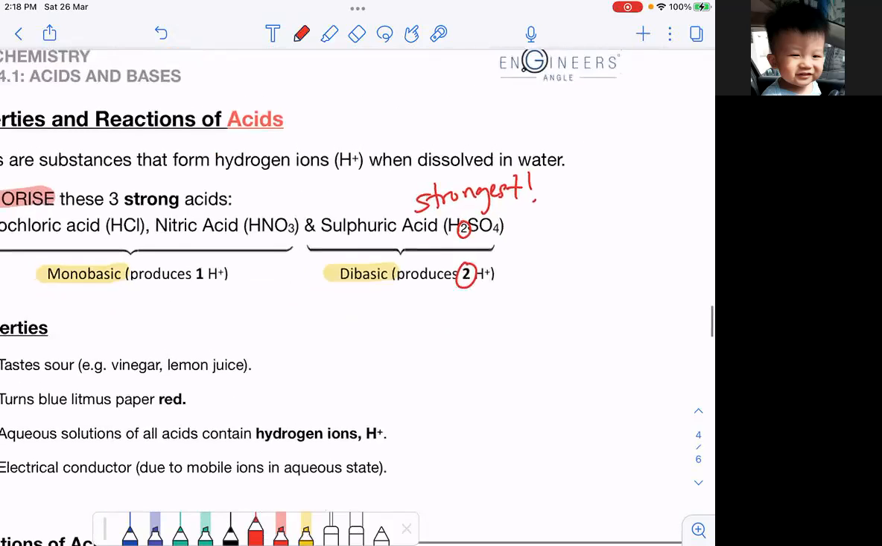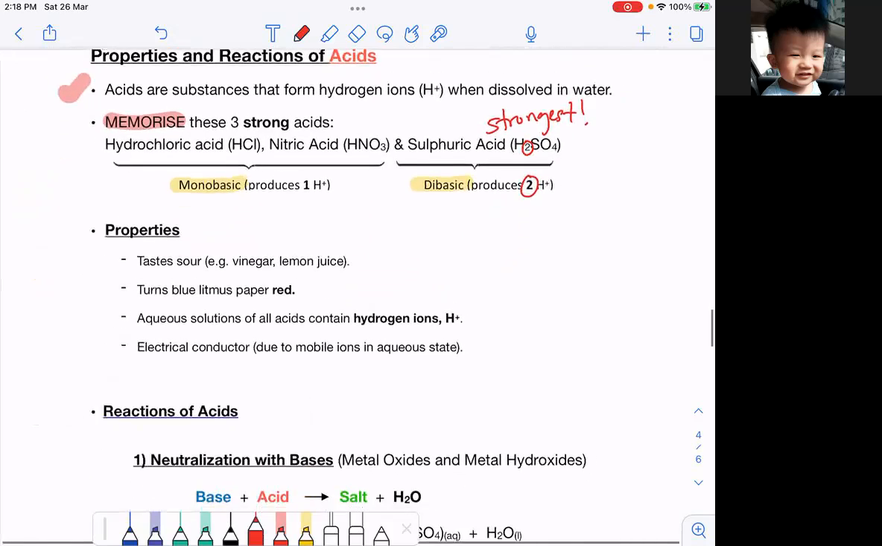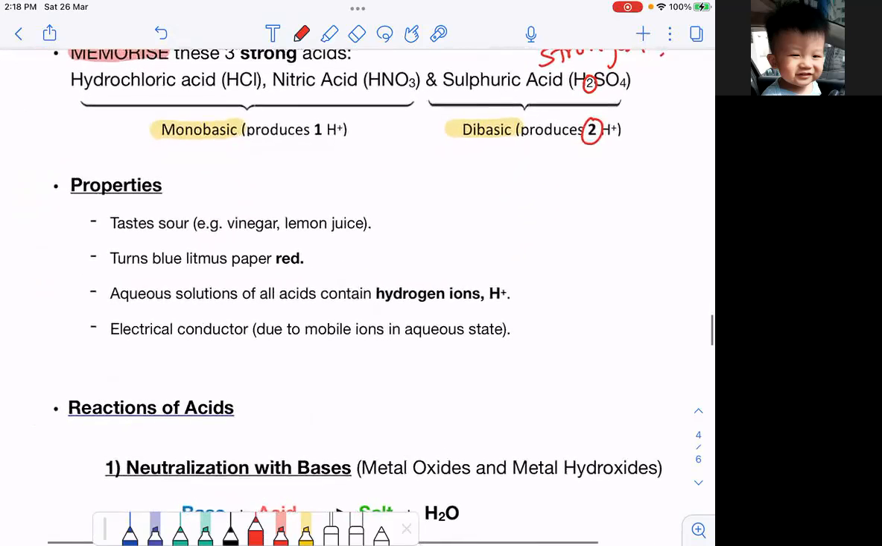Now, properties of acid. This one usually people don't struggle with. It's easy. Memorize every single dot. All acids are sour. All sour is acid. I know it sounds a bit weird, but really, everything that tastes sour is acidic. Coca-Cola is acidic. Lemon juice is acidic. You eat your lor mee with vinegar, that is acidic. Right?